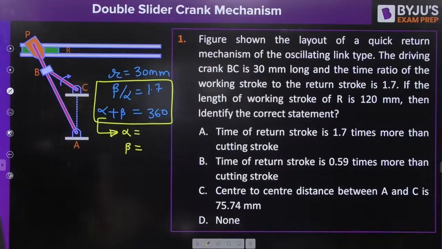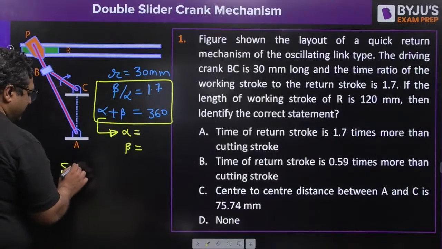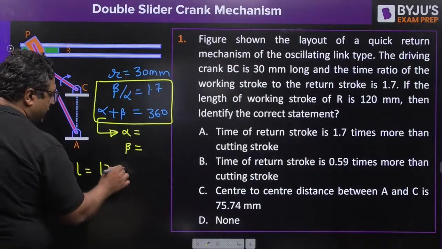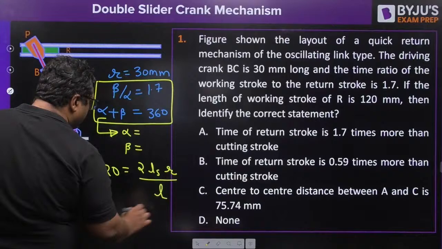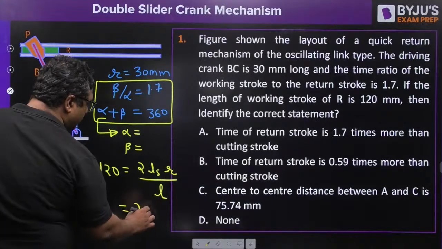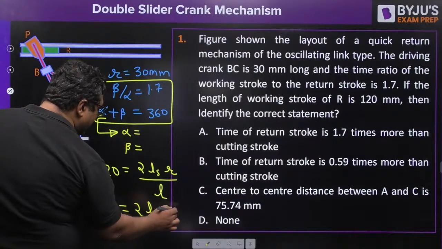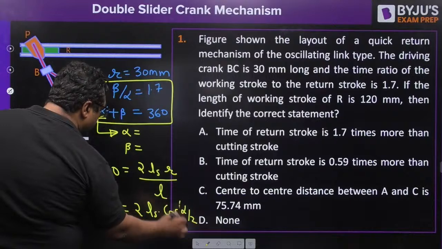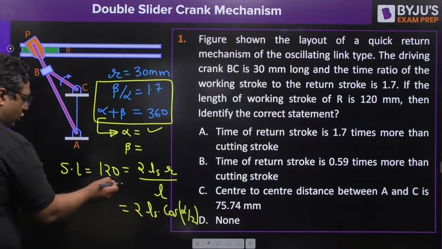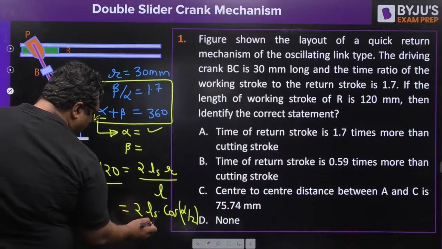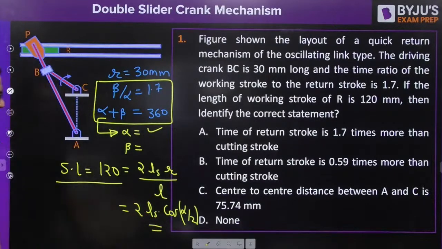You can see the length of working stroke is 120 mm. So stroke length is given as 120, which is 2 times ls r upon L. You can also write it as 2 times ls cos alpha by 2. You know alpha from this, put here. Stroke length is given to you, you can find out length of slotted bar.